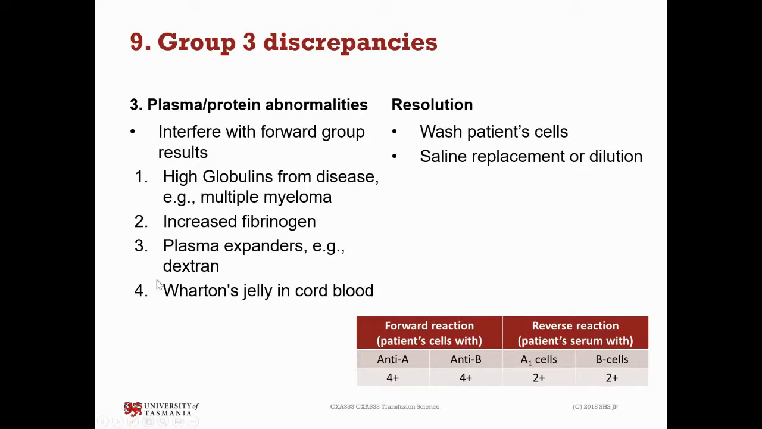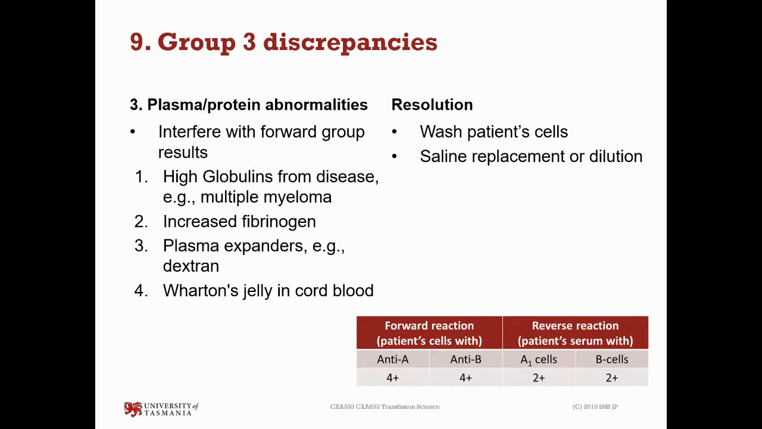This Wharton's jelly is sort of a funny sort of mucosal type compound that is in the cord of babies. And so when we do a cord blood group, and these are usually babies that are born to RHD negative mothers, we're just checking to make sure that they are not RHD positive, or that there's an ABO mismatch for that reason.